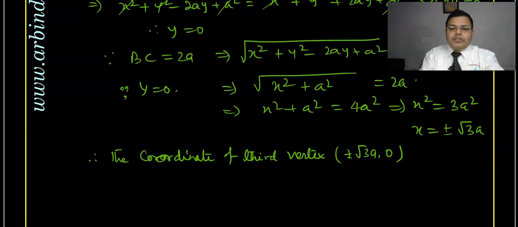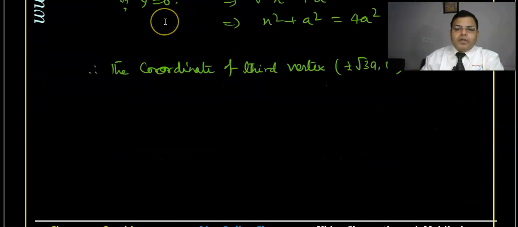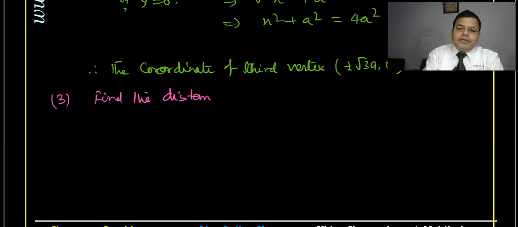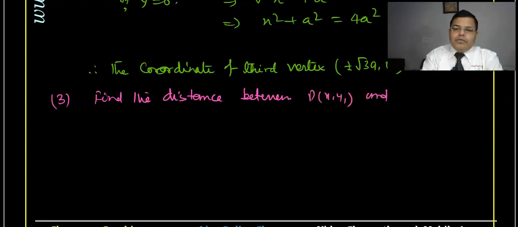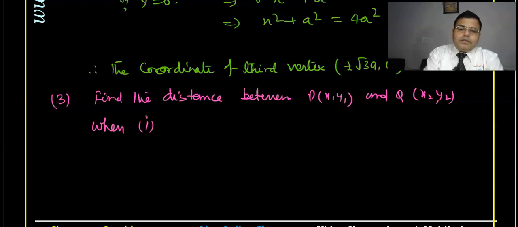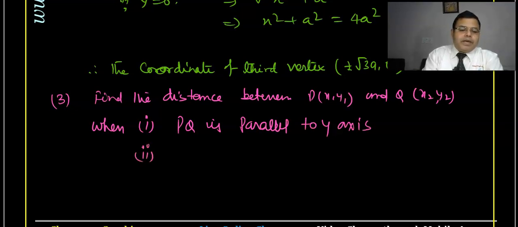Now let us solve the third question. Try to understand. The third question given in this review is: find the distance between P(x1, y1) and Q(x2, y2) when, first, PQ is parallel to the y-axis, and second, when PQ is parallel to the x-axis.